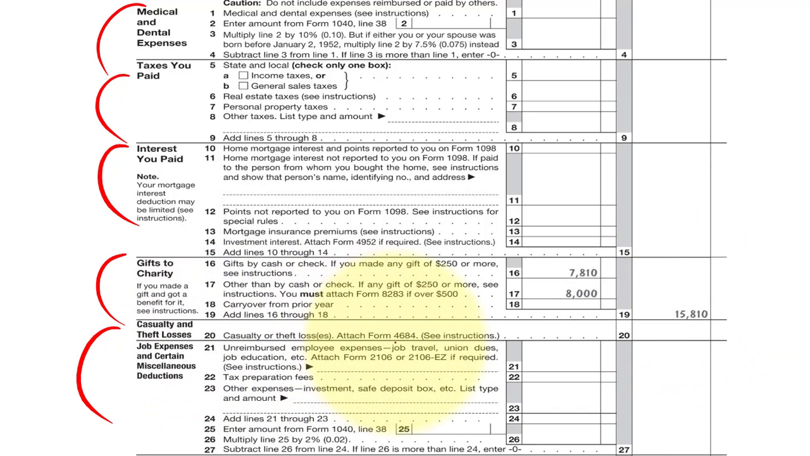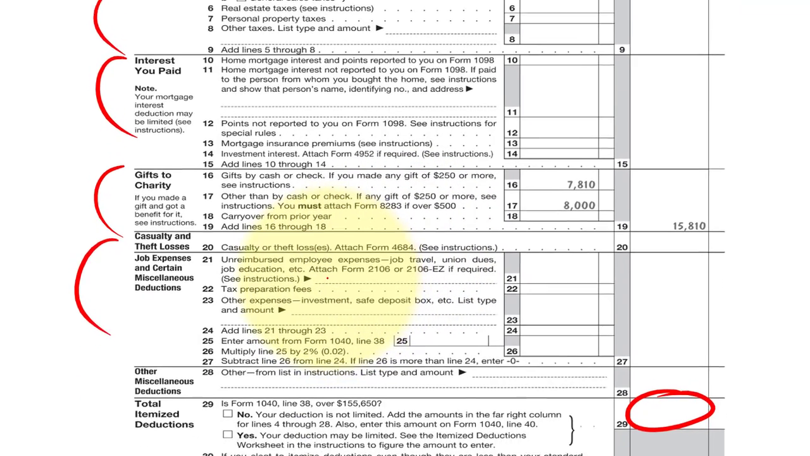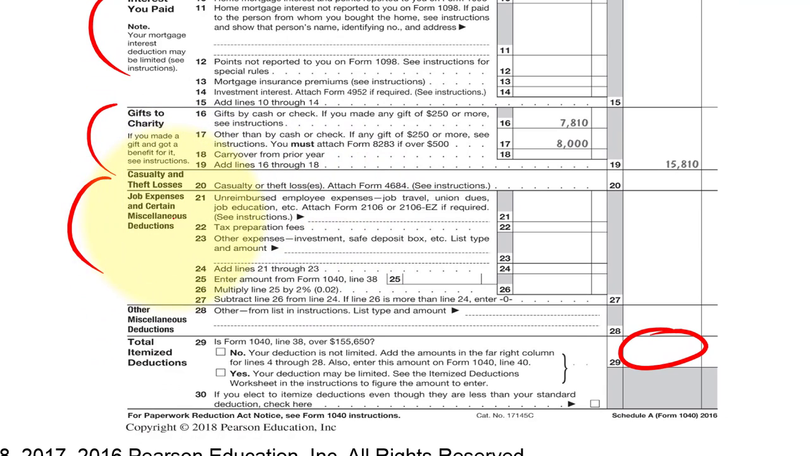Casualty and theft losses, we'll cover this in more detail in our next chapter, chapter 8. The last section of the Schedule A is miscellaneous. Really, there's two different parts here. And we'll get into the detail and then eventually total our itemized deductions down here in the last line.